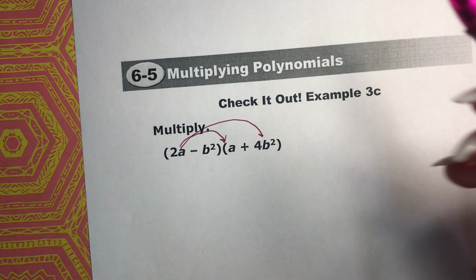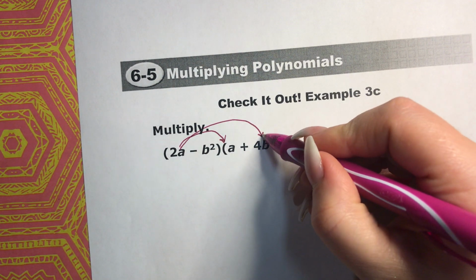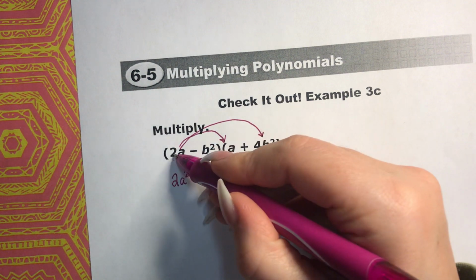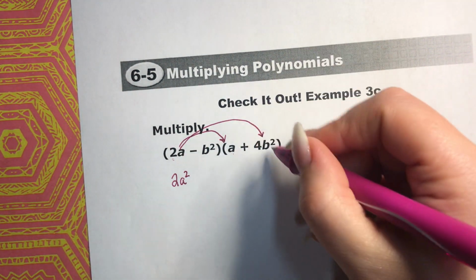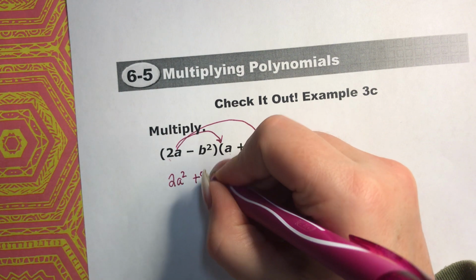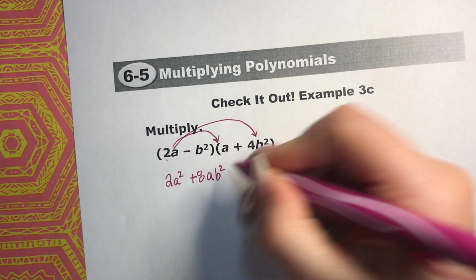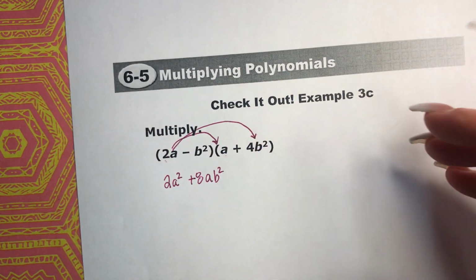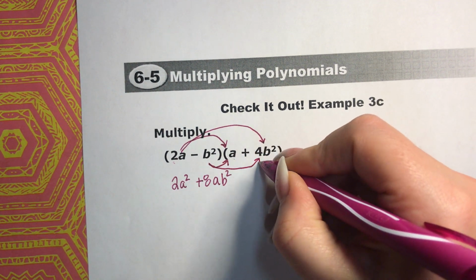Okay, let's see how you did. Okay, so we're going to distribute this twice, right? I already got it started. 2a times a is 2a squared. 2a times 4b squared, we're going to do the numbers first. 2 times 4 is a positive 8. And then it's just a b squared, okay? And then we're going to take this negative b squared and distribute it twice, here and here.